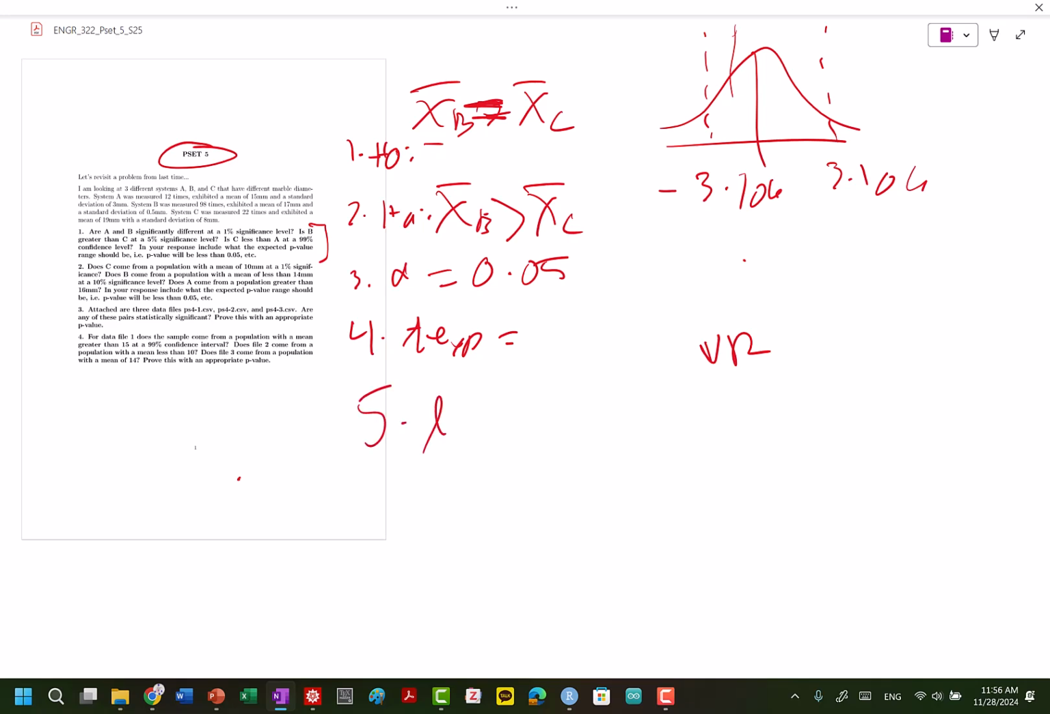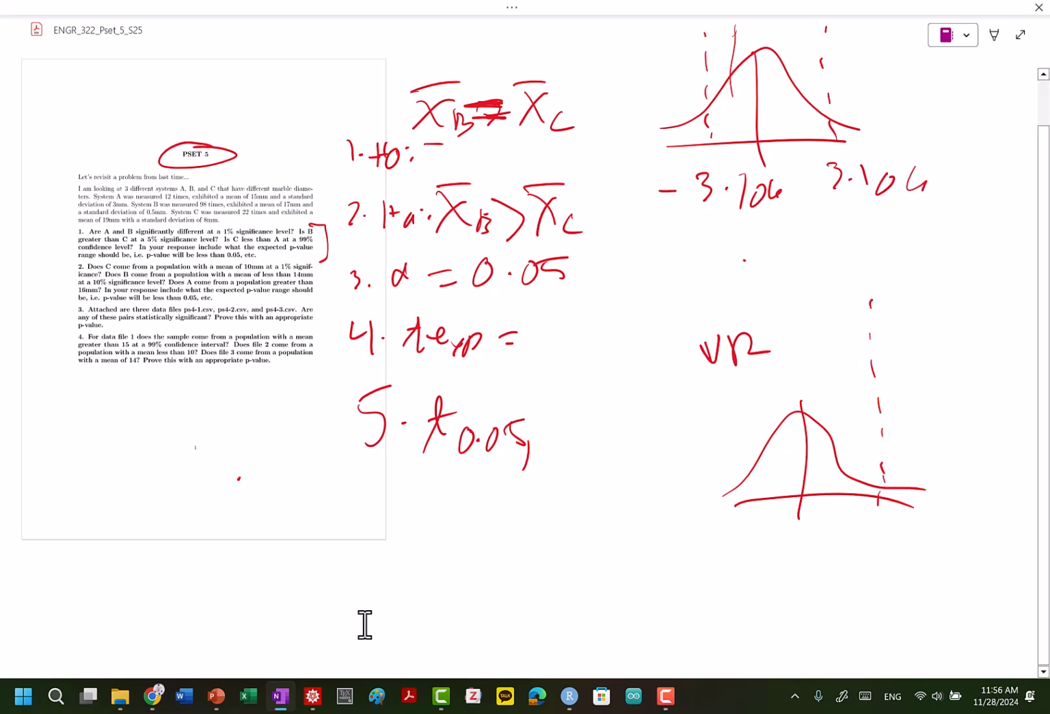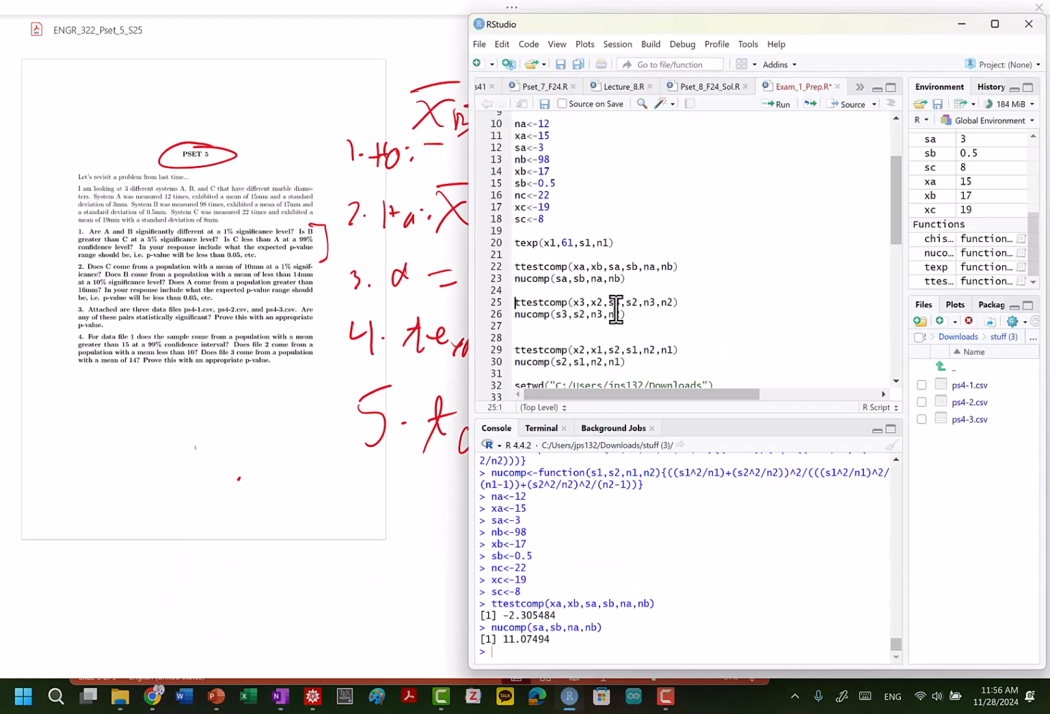Our fifth step now, instead of alpha over 2, needs to stay as alpha because we're just doing a right tail test. So our t theoretical value will just be t of 0.05. We don't know what our nu is because, again, it's B and C. So let's go ahead and get at it. Now it's just B and C, so we can adjust this script here. I'm going to copy and paste.